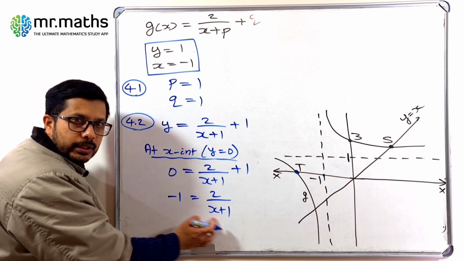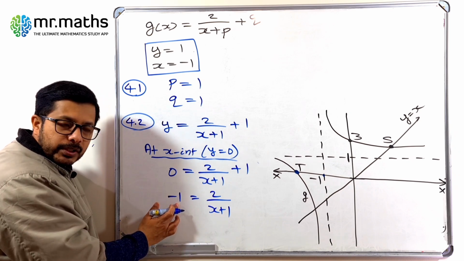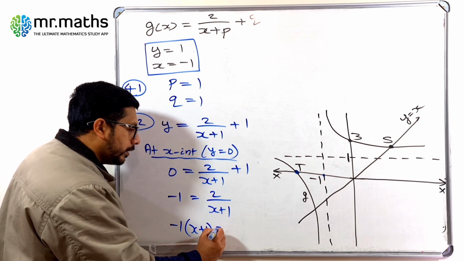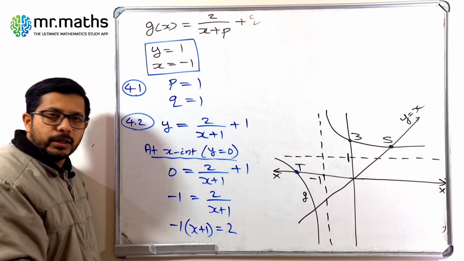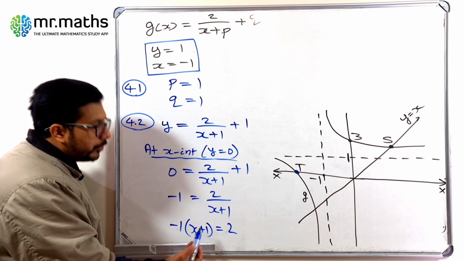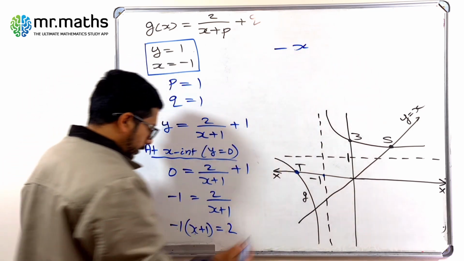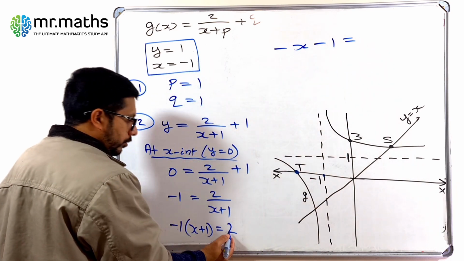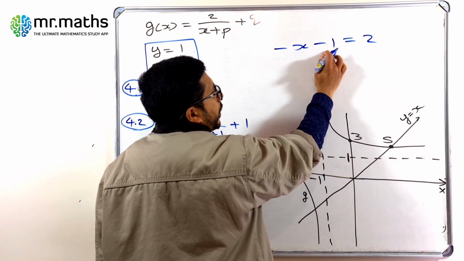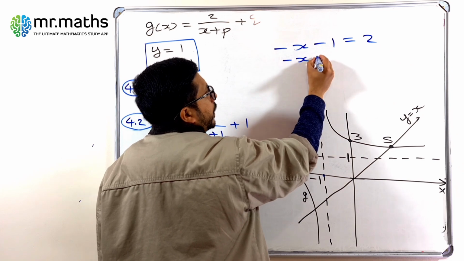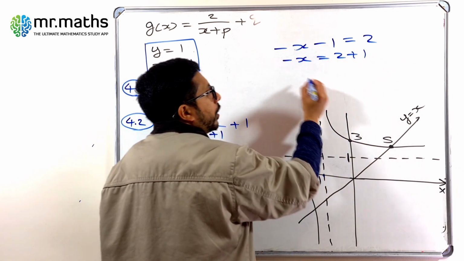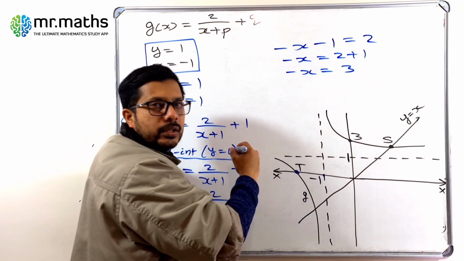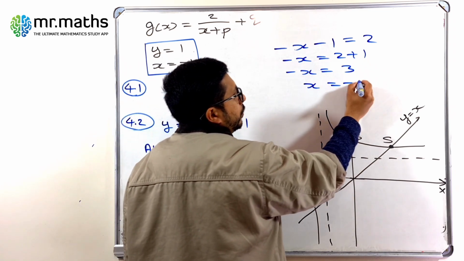So cross multiply this one. This x plus 1 will multiply with this minus 1. So it is minus 1 into x plus 1 is equal to 2. Now expand the bracket. Minus 1 into x is minus x. Minus 1 into plus 1 is minus 1, is equal to 2. So take this minus 1 to the other side. So minus x is equal to 2 plus 1, which is 3. Minus x is equal to 3.